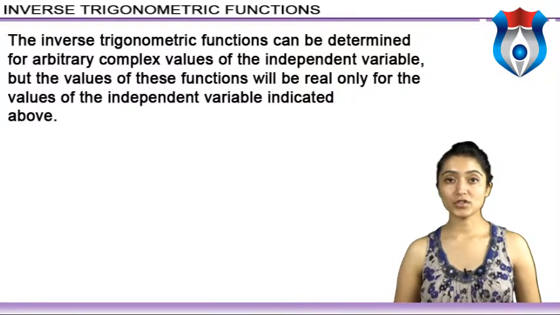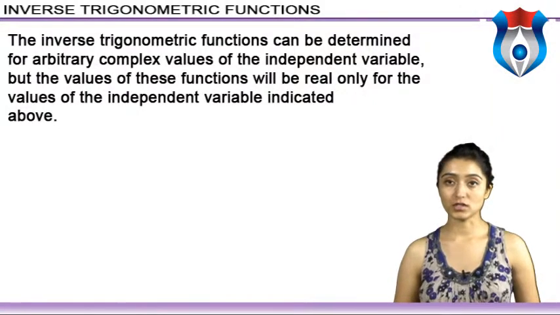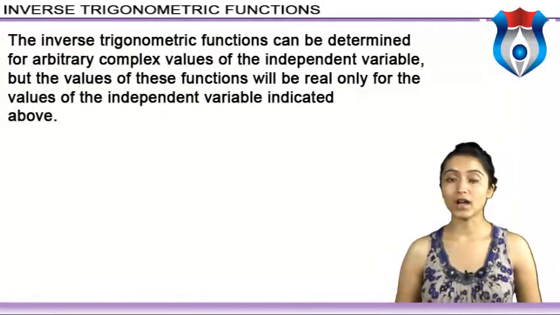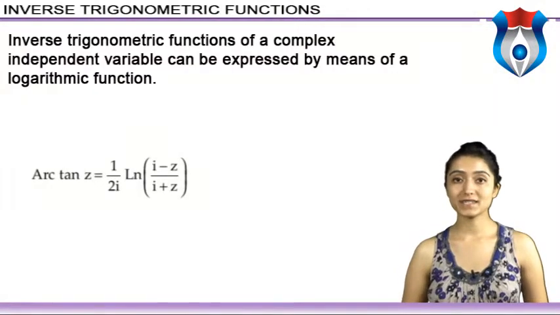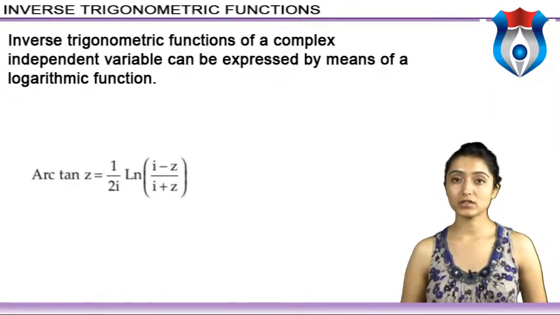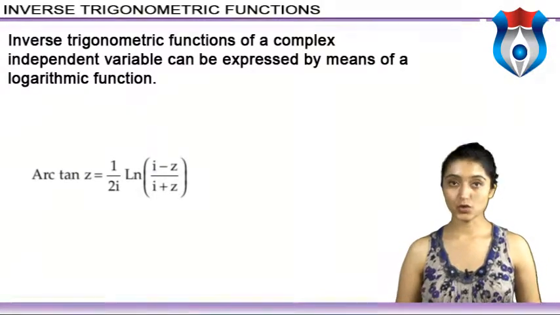The inverse trigonometric functions can be determined for arbitrary complex values of the independent variable, but the values of these functions will be real only for the values of the independent variable indicated above. Inverse trigonometric functions of a complex independent variable can be expressed by means of the logarithmic function. For further details, the example is shown on the screen.